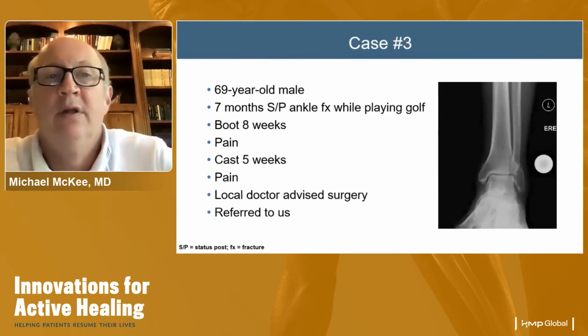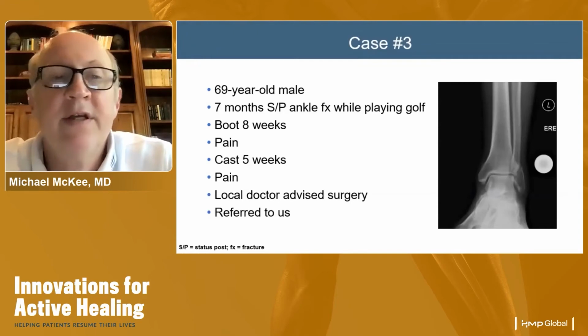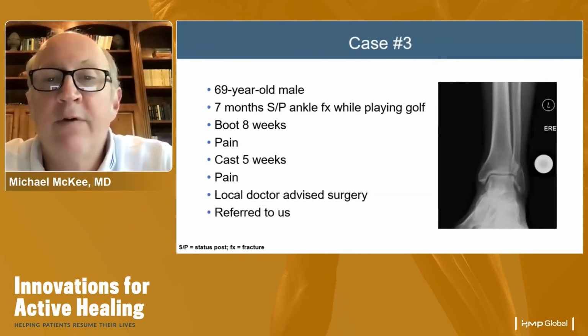I'll show you a few illustrative cases, and I thank my colleague Bob Zira for some of these. This is a 69-year-old male who's 7 months after having an ankle fracture while playing golf. You can see his treatment there. He had a lot of pain.